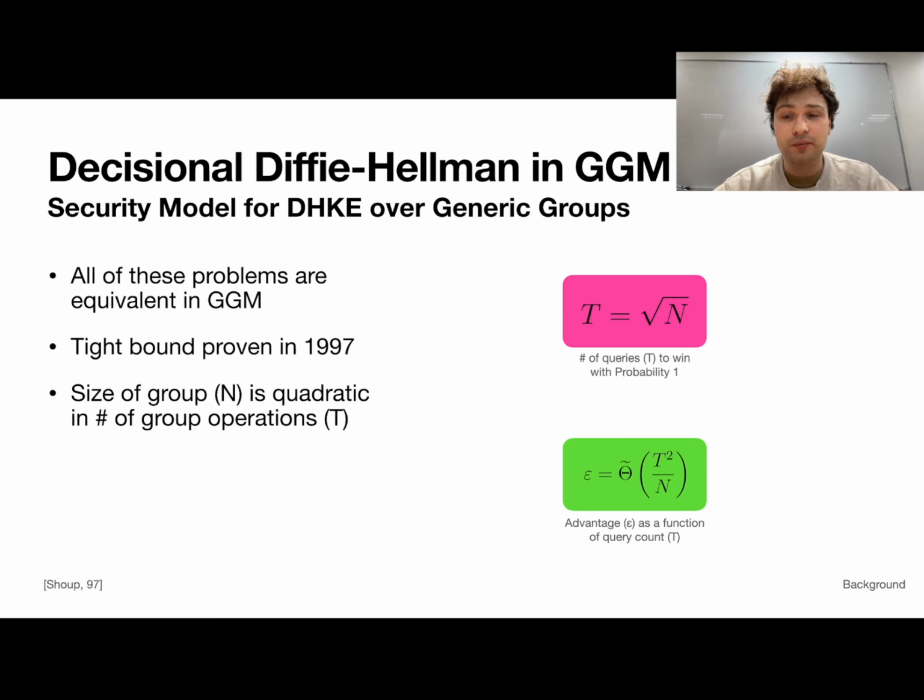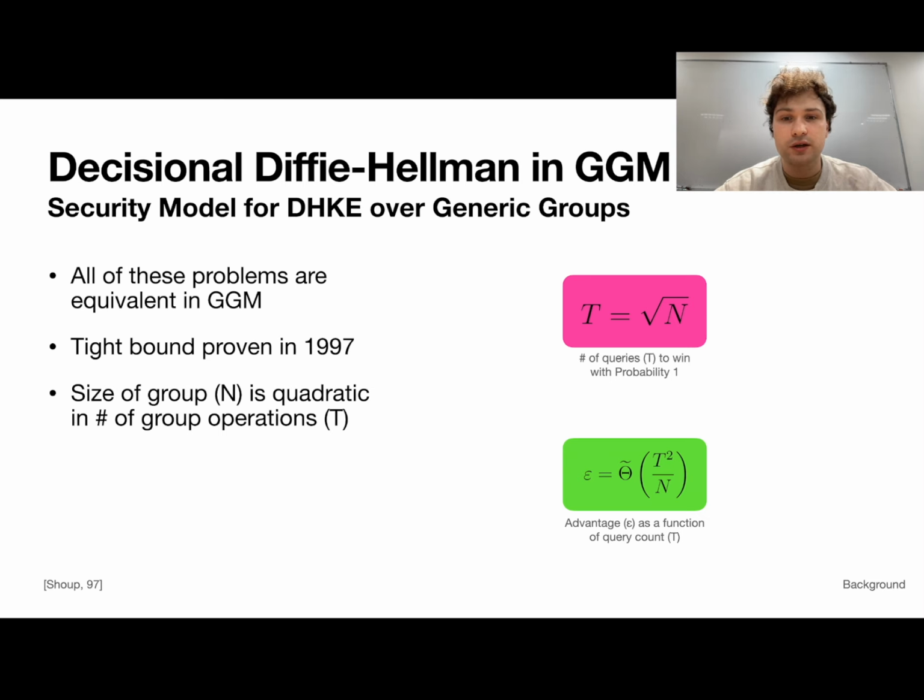All of these three problems are equivalent in the generic group model, and a tight bound was given on all three of them at the same time in 1997. Generally, we assume that we make some t queries to the generic group oracle, or make t group operations. If we always want to be able to win in any of these three problems, t needs to be at least square root n. If we allow some loss and we want to always succeed with at least probability epsilon, then epsilon must be of the order t squared over n.